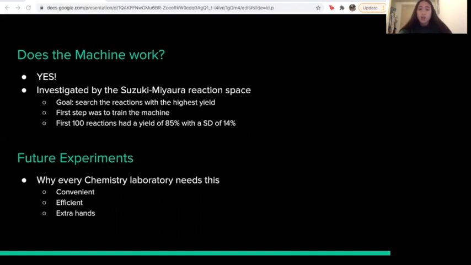Future experiments. Why every chemistry laboratory needs this. Every chemist needs this machine learning algorithm because they can use this machine to discover new reactions. It's convenient for all chemists because they do not have to endure the time consuming and unpredictable progress of reactivity of reactions. It is efficient because it is able to predict and test many possible combinations of starting materials to create a reaction quicker than any scientist performing it manually. And it gives the chemist an extra hand and advantage. Therefore, every chemist will find this robot beneficial in their laboratory.